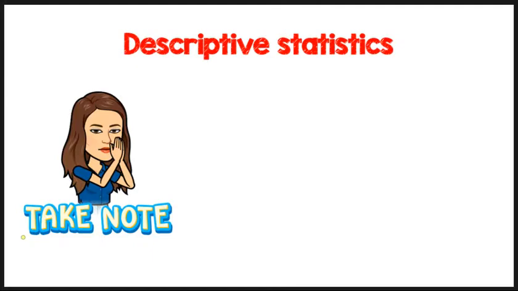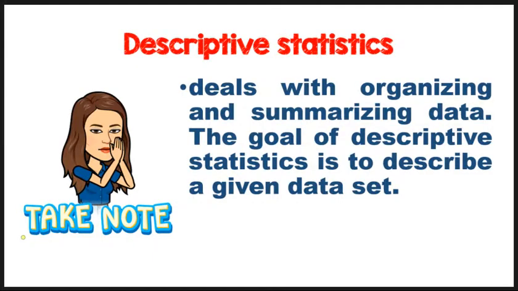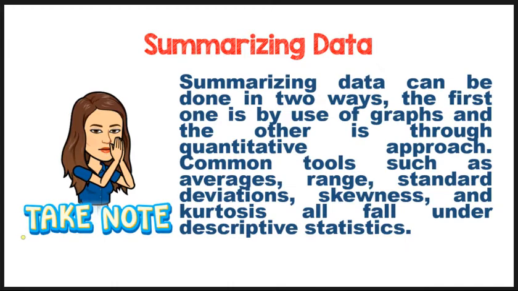Now let's look at the definition for descriptive statistics. It deals with organizing and summarizing data. And the goal of descriptive statistics is to describe a given data set. Summarizing data can be done in two ways. The first one is by the use of graphs, and the other is through a quantitative approach. Common tools such as averages, range, standard deviations, skewness, and kurtosis all fall under descriptive statistics.